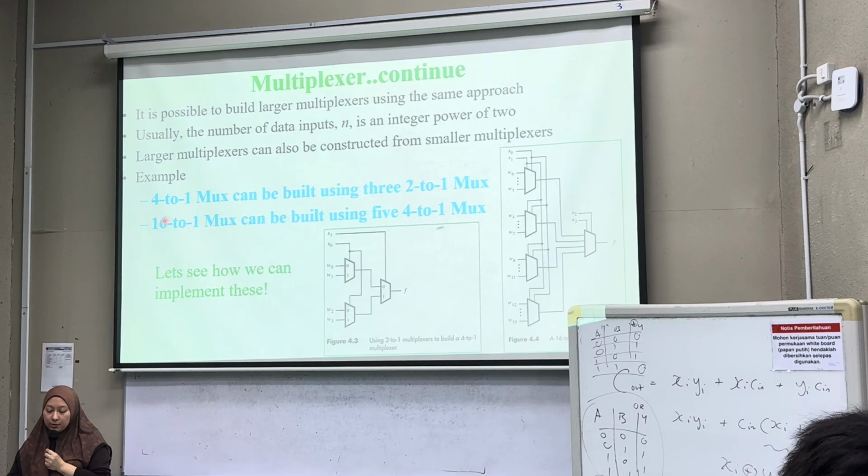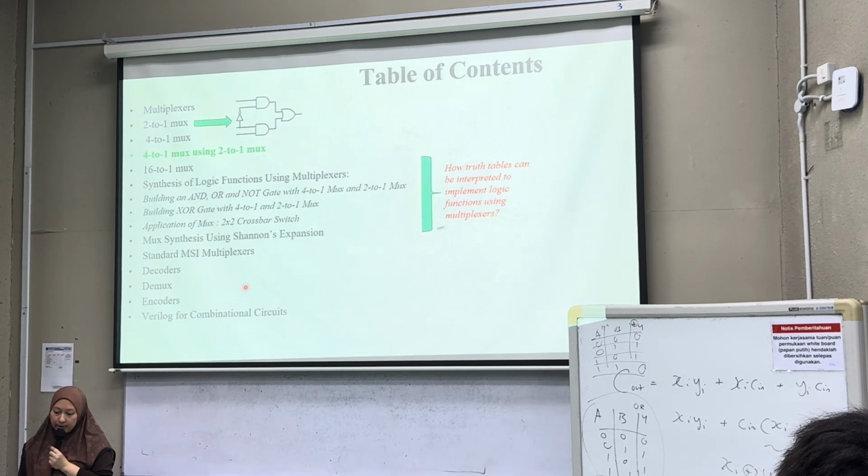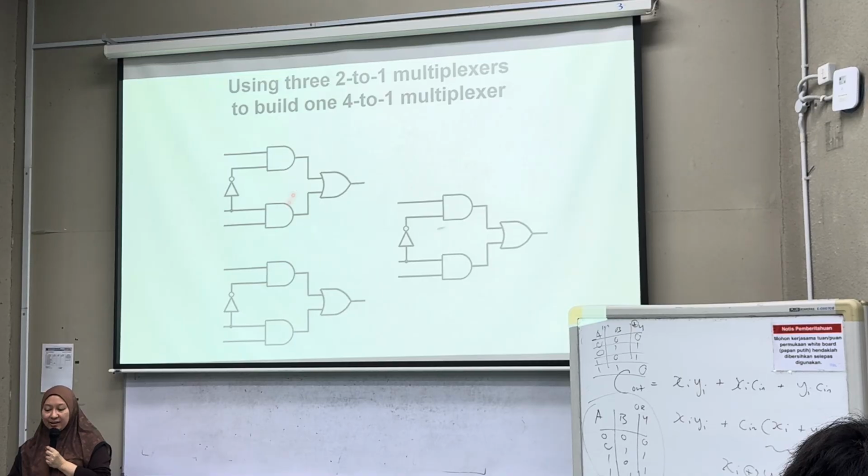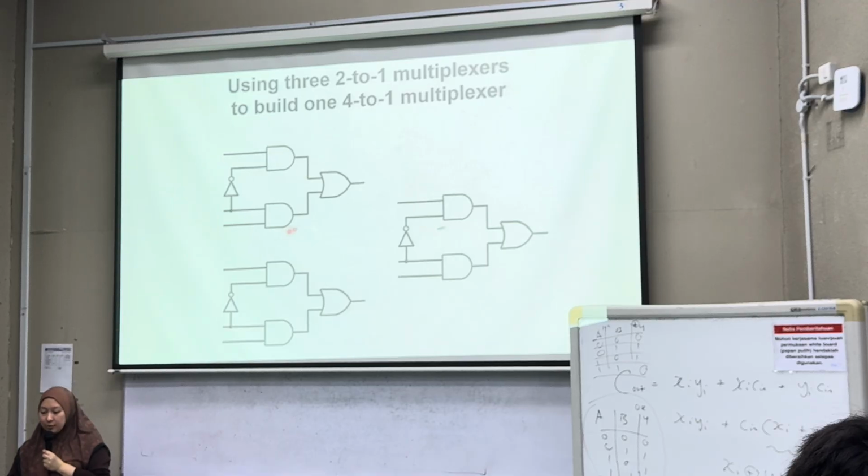And you can also construct 16 to 1 muxes using 5 4 to 1 muxes, right? So let's look at how we can do that one by one. 4 to 1 mux using 2 to 1 muxes. Okay, so here, remember this picture just now? I've been telling you, this is the 2 to 1 mux circle. So I'm going to build a 4 to 1 mux using my 2 to 1 muxes. So I need 3 of them in order to build a 4 to 1 mux.